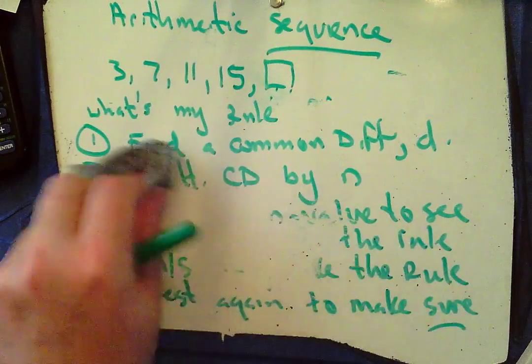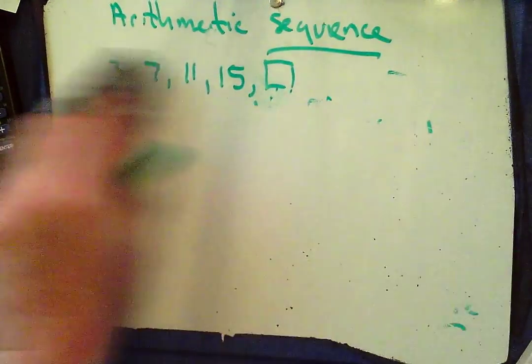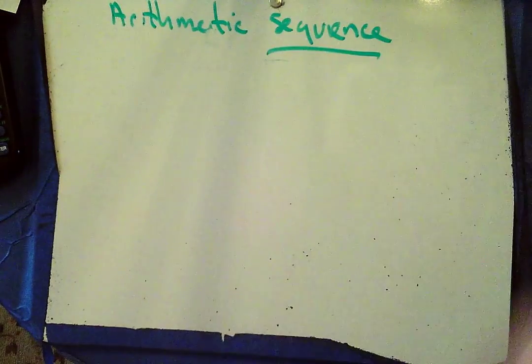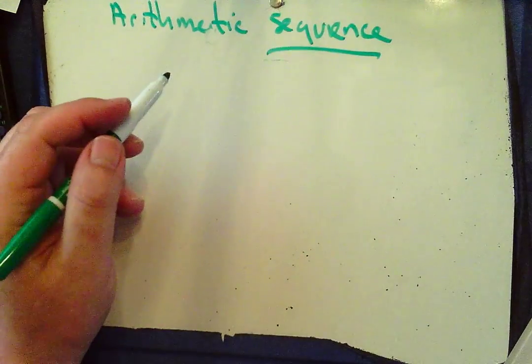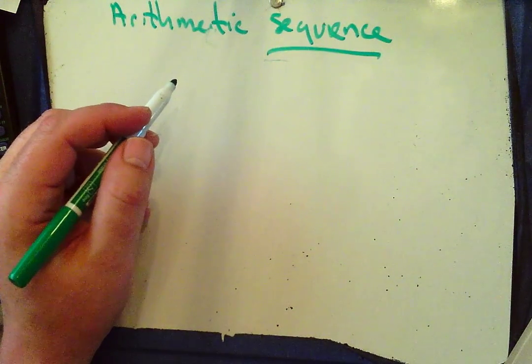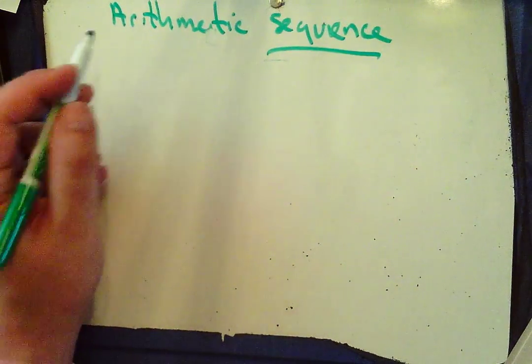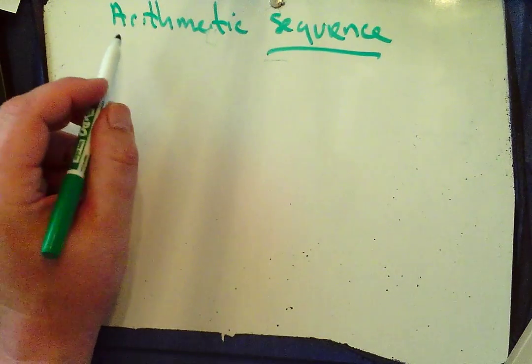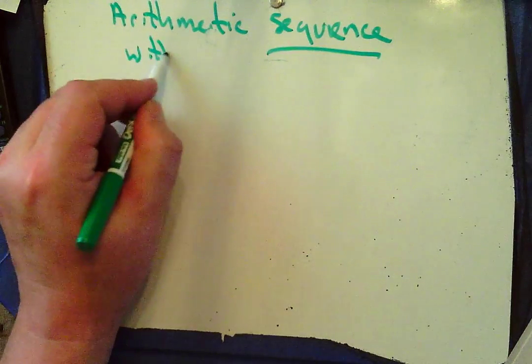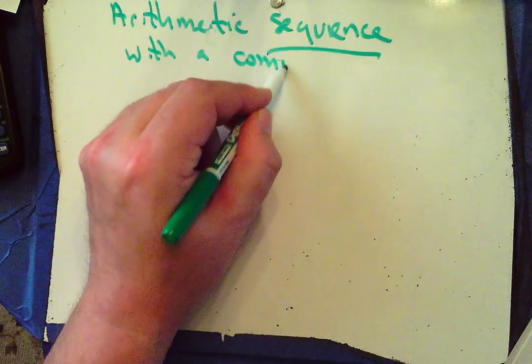Okay, so let's see if we can apply this what's my rule technique here. And of course, that 5-step plan only works when we have a common difference. In fact, an arithmetic sequence is a sequence with a common difference.